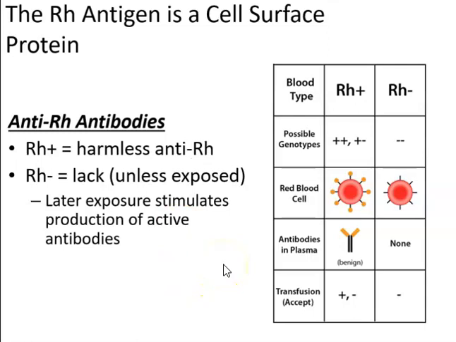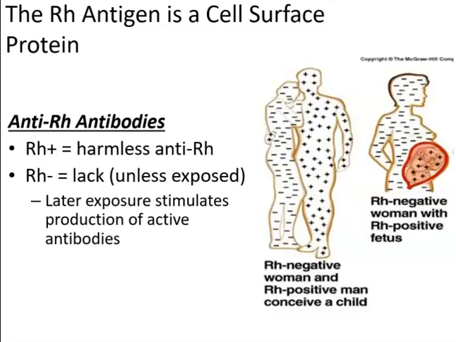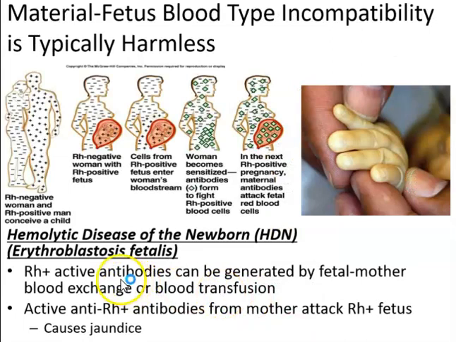However, once the mother is exposed to an Rh positive baby, she will later produce antibodies against the Rh protein or Rh antigen. So in any subsequent pregnancies, these antibodies will then attack the developing fetus and cause what we call hemolytic disease of the newborn. Hemolytic disease of the newborn, also known as erythroblastosis fetalis: Rh positive active antibodies can be generated by fetal-mother blood exchange or blood transfusion.